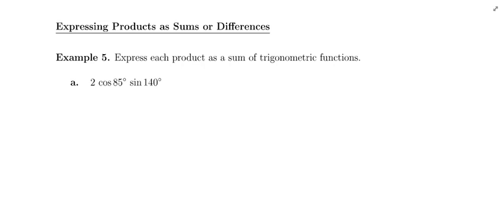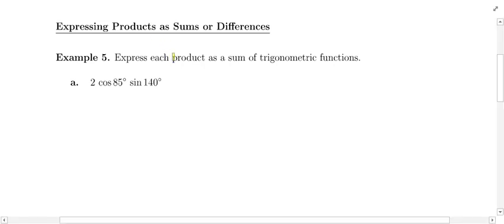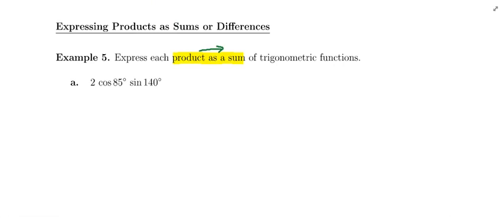Well, the clue here is that this is a product to a sum. You're converting a product to a sum. So keep that in mind as you read the directions. In example A here, we have 2 times the cosine of 85 degrees times the sine of 140 degrees. You can pop this in a calculator and get a number, but that's not what's being asked of you here.